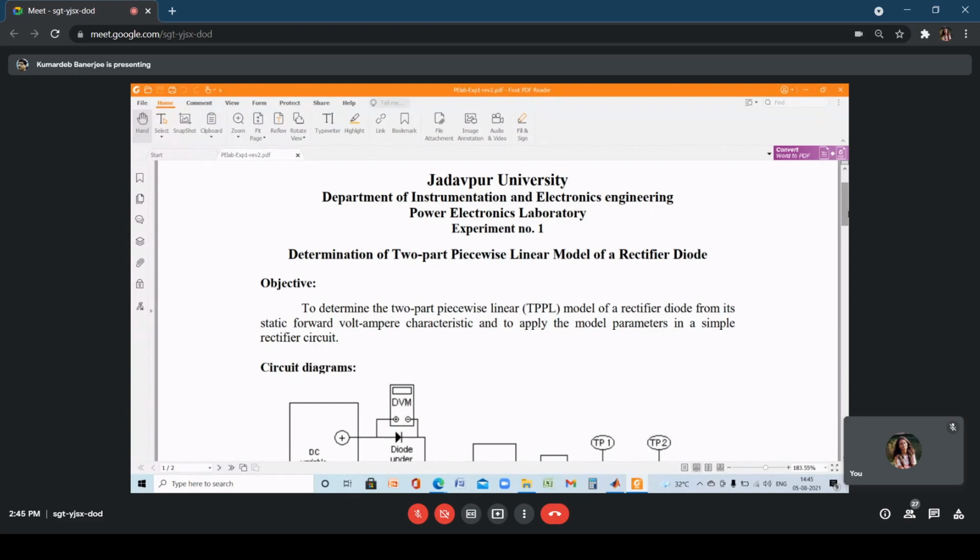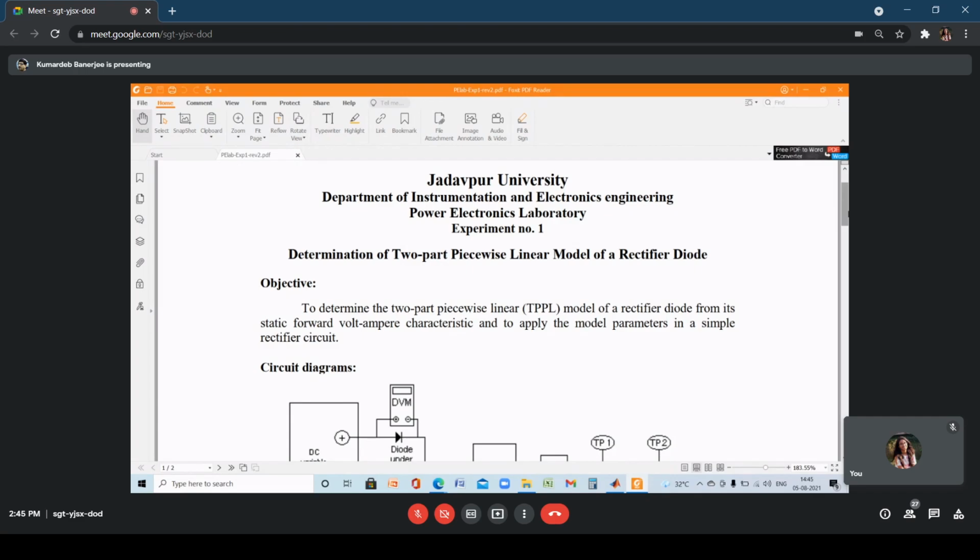You have to write the corresponding program, or maybe you can work it out on a piece of paper, because there will be hardly 4 to 5 points, and find the corresponding values of m and c, which describe the particular portion of the curve as y equal to mx plus c. So this straight line approximation is very important.